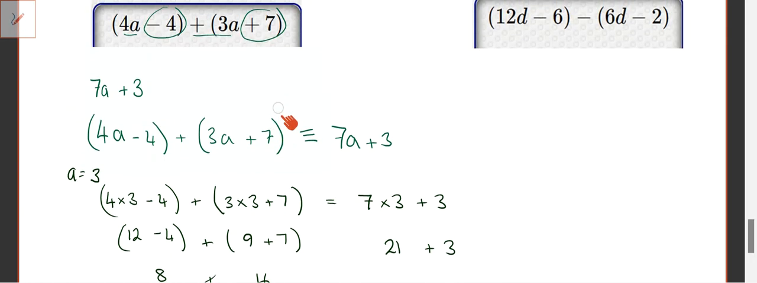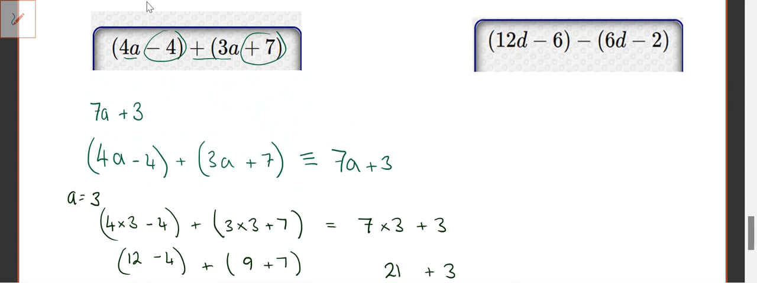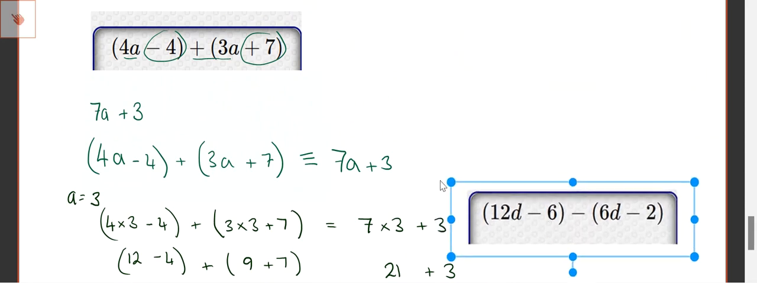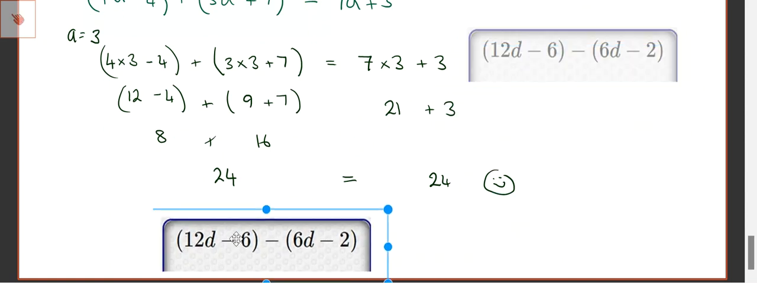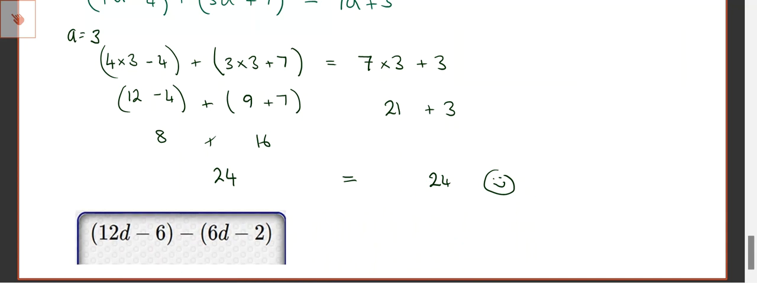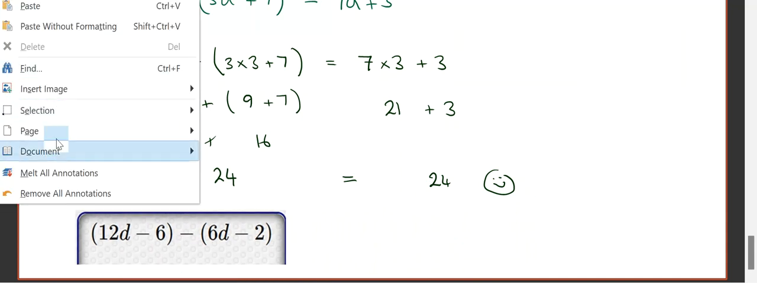Let's check the next one then. Have a look at it. Tell me what you think it's going to be. So I'm just going to add a page.